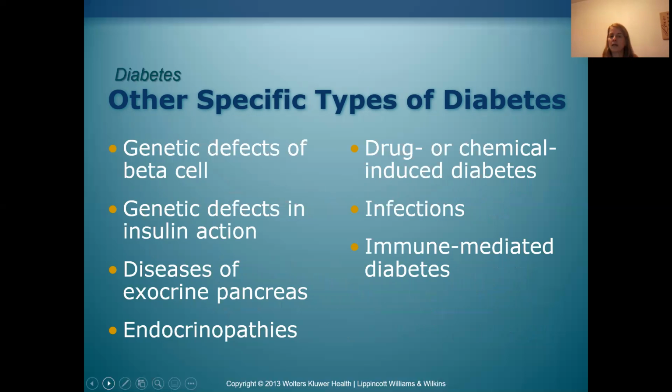But there's genetic defects of the beta cells in the pancreas. There's genetic defects in how the insulin works in the body. There's diseases of the exocrine gland that is the pancreas. There's endocrinopathies, so there's tumors and that kind of thing that can happen with the pancreas that would affect the insulin secretion. Drug or chemical induced diabetes, infections can wreak havoc on the pancreas and cause insulin reduction or insulin action to be changed, and immune-mediated diabetes.